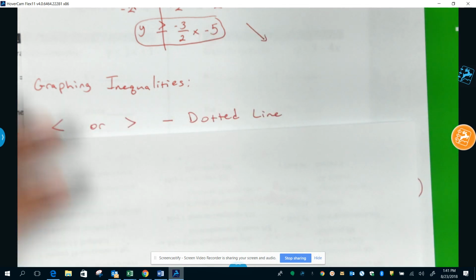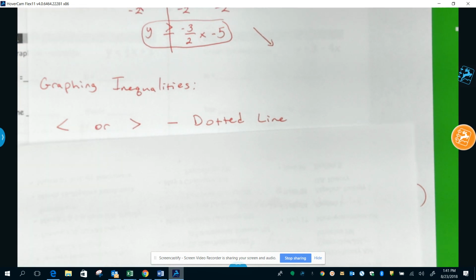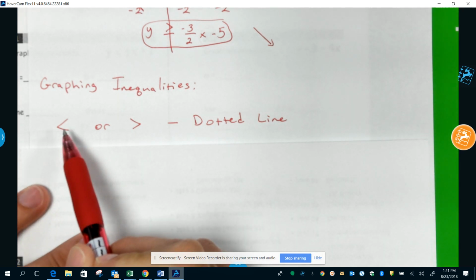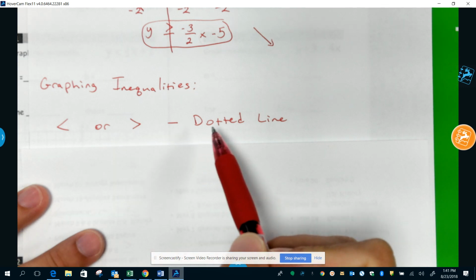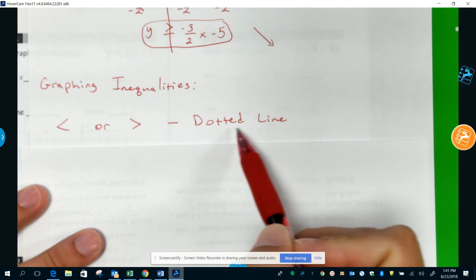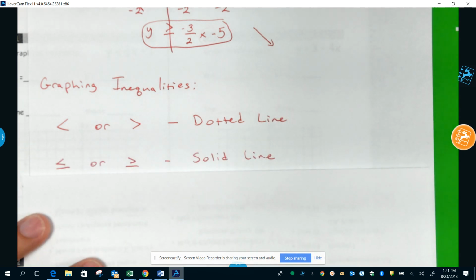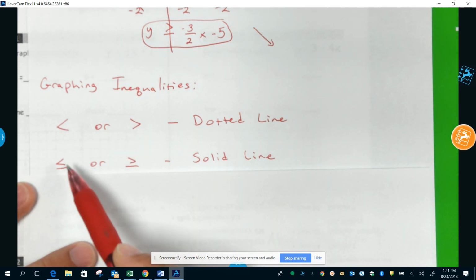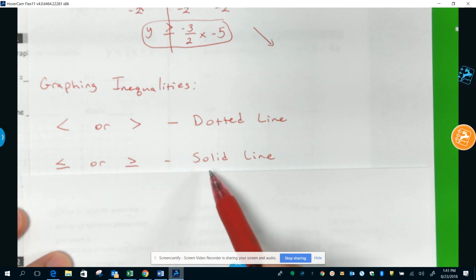Okay, so there are a few things you need to know about these inequalities. It's going to change the way your graph looks a little bit. Anytime you have an inequality, if you have just a less than symbol, or just a greater than symbol, then when you connect all the coordinates that you've plotted on your graph, you're going to connect those coordinates with a dotted line. If it's less than or equal to, or greater than or equal to, you'll connect all those dots with a solid line.